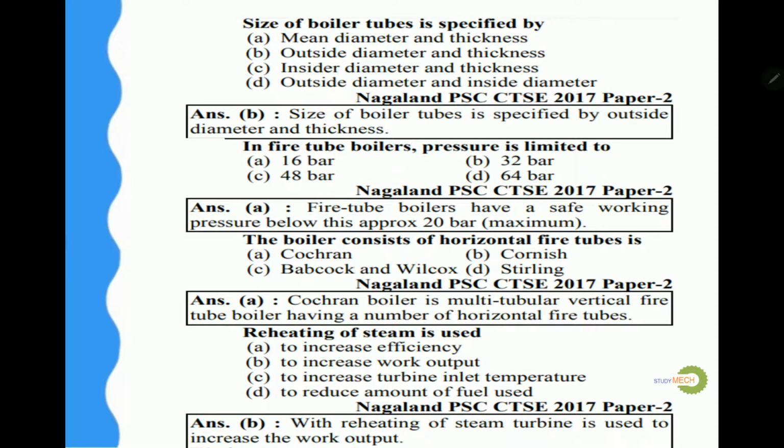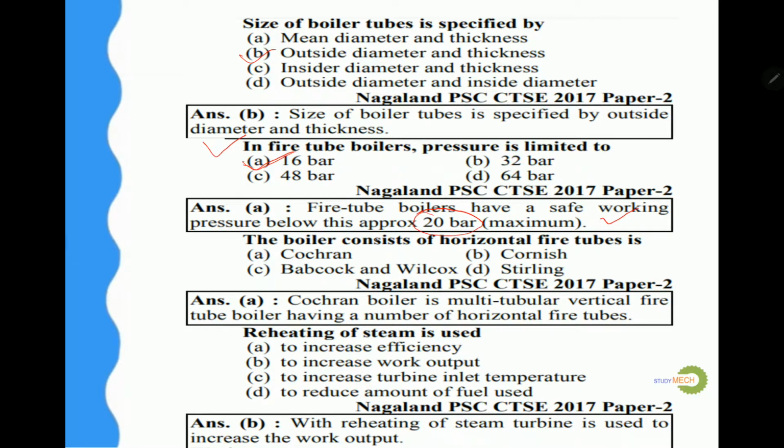Size of boiler tubes is specified by the outside diameter and its thickness. So option B is the right answer. In fire tube boiler, pressure is limited up to 16 bar because the fire tube boiler has a safe working pressure below approximately 20 bar. So option A is the right answer.